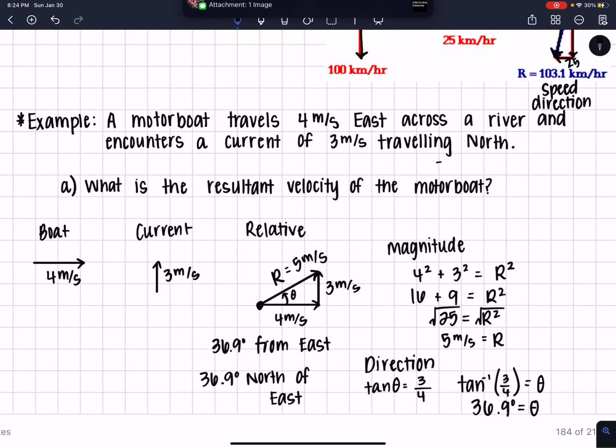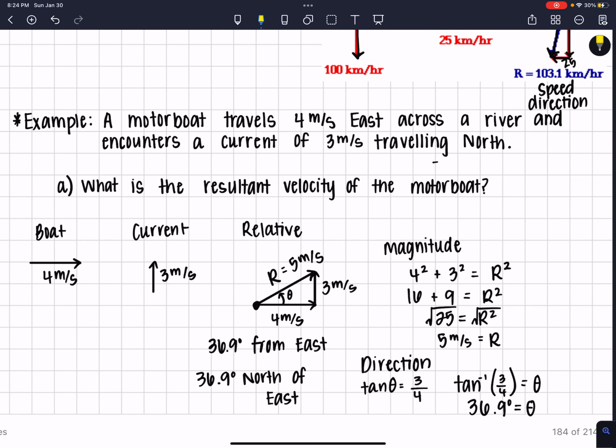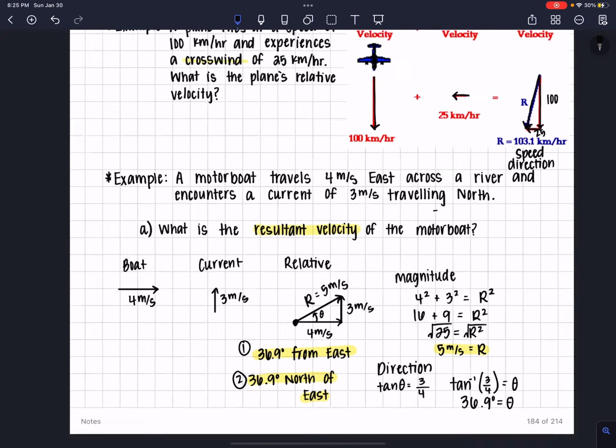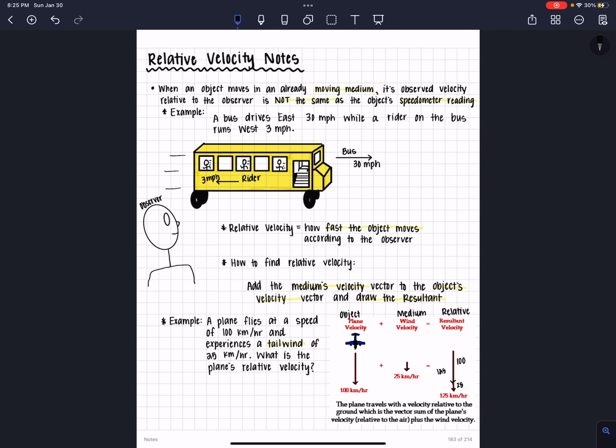So when asked to find the resultant velocity, oops, my highlighter's not working. Let's try. When asked to find the resultant velocity, there's two pieces we're going to need. We're going to need the magnitude of this resultant velocity as well as the direction of this resultant velocity, which could be provided with either of the following conventions. So this is just part 1 of our relative velocity notes. I'm going to end this video and begin part 2 to give you a little bit of a nice chunking there.